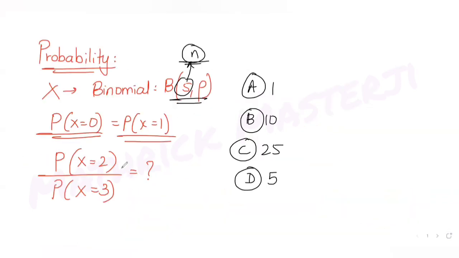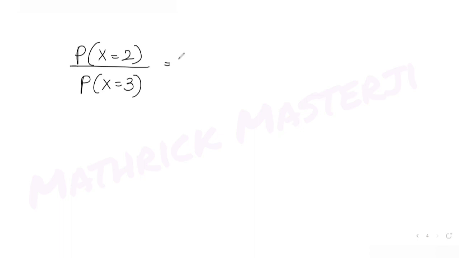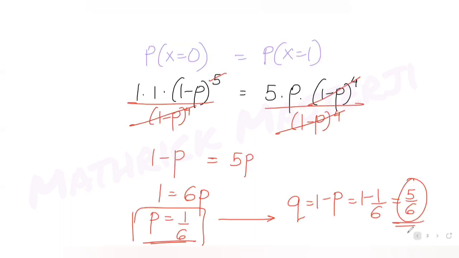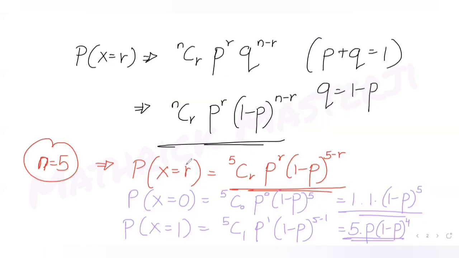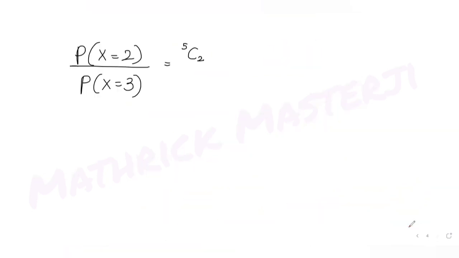The question is asking for the probability at x equals 2 divided by the probability at x equals 3. So if I find out the probability at x equals 2 and x equals 3, basically it becomes 5c2. So everywhere instead of r you are putting 2. Then you have p raised to r and 1 minus p raised to 5 minus r.